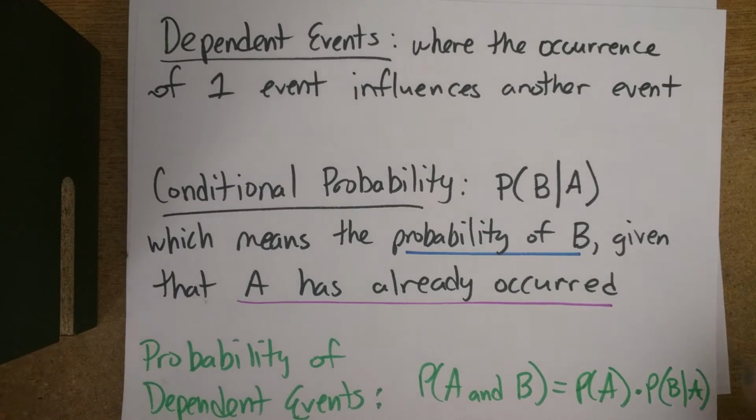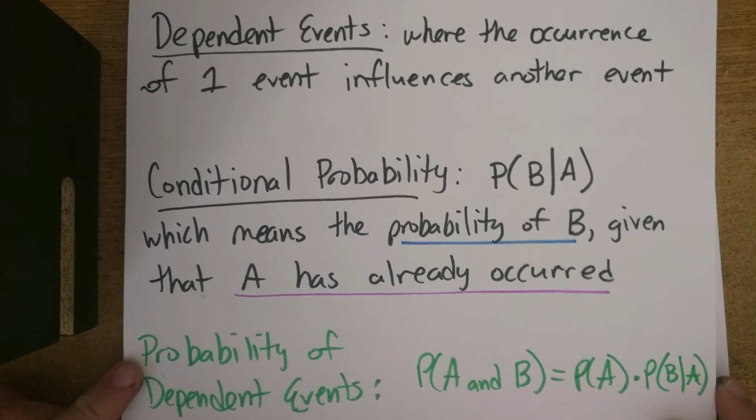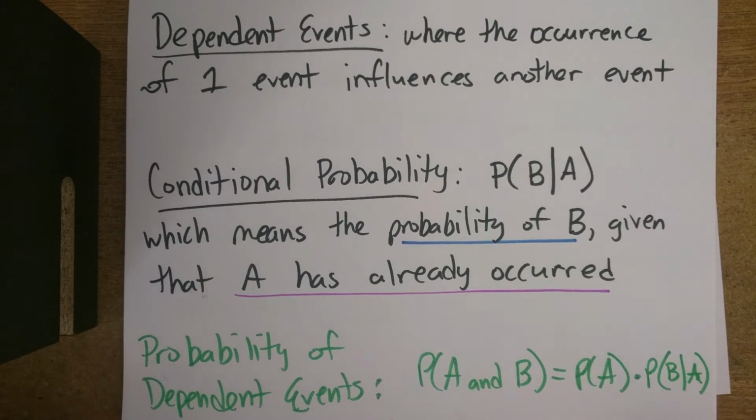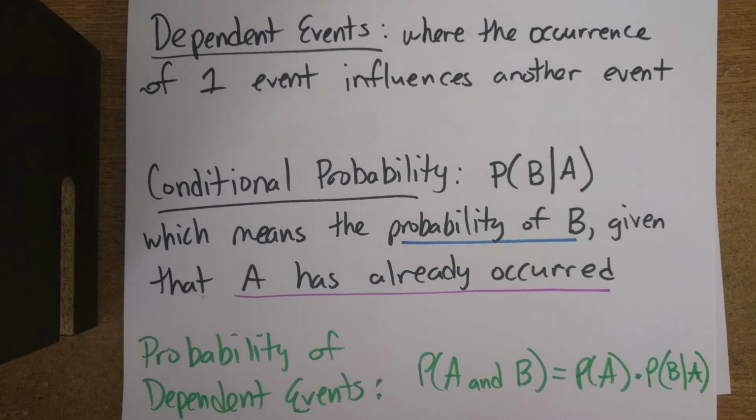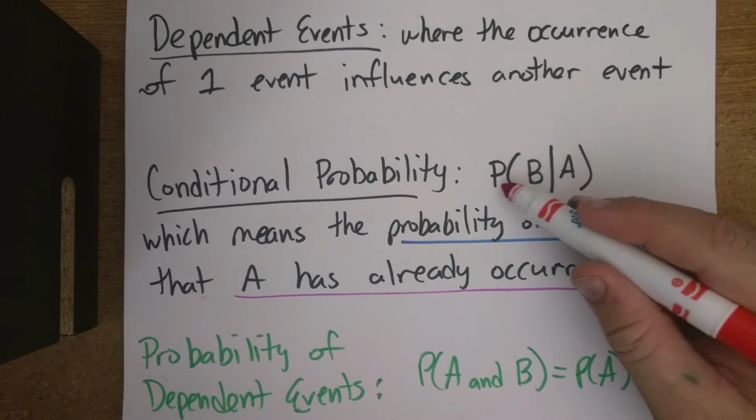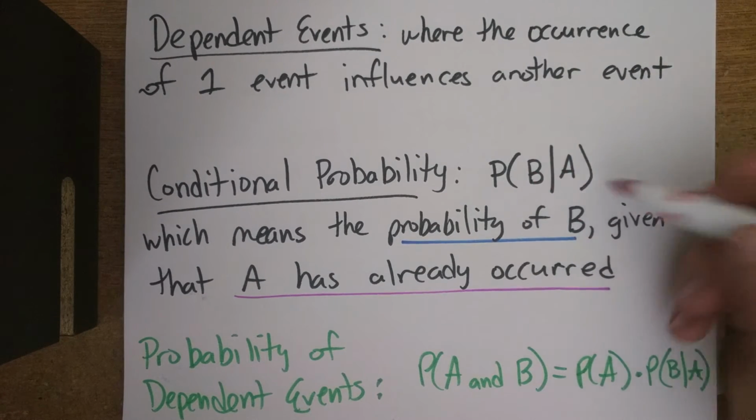Independent events are pretty easy. Then you get to dependent events, where you usually have to think a little bit more about what's going on. Dependent events is where the occurrence of one event influences another event. And then this involves what's called conditional probability. It has some new notation here. It's that bar right here. The way you read this bar is the probability of B given A.